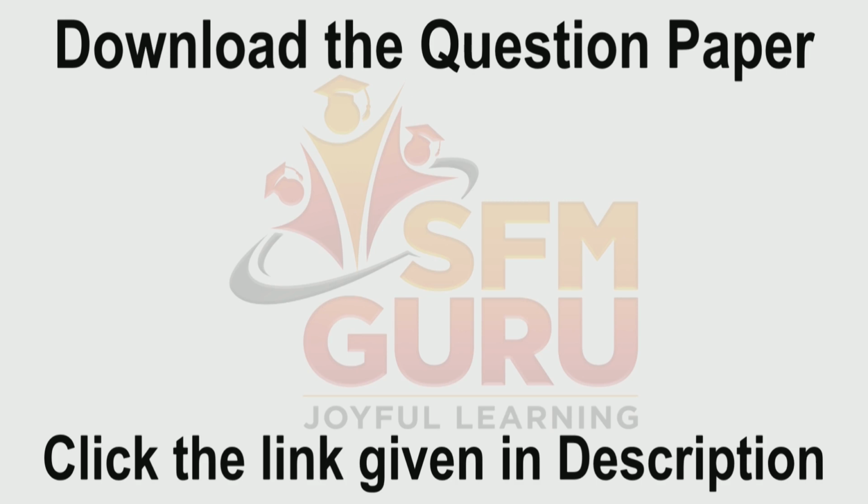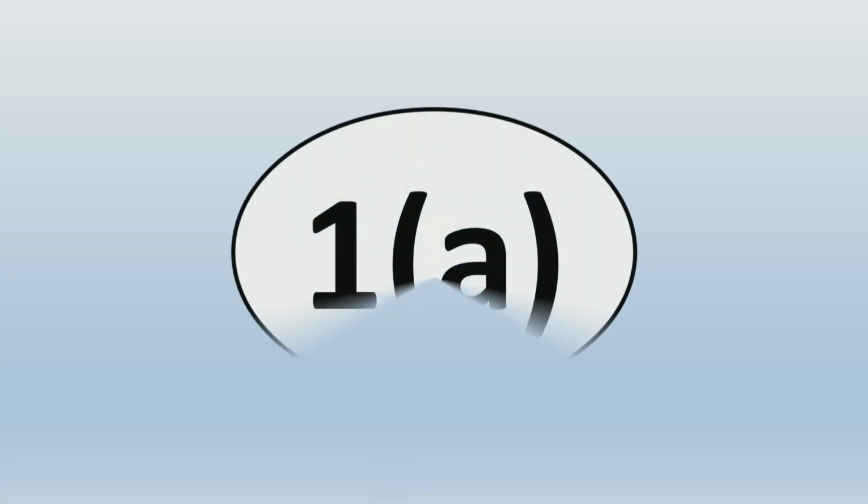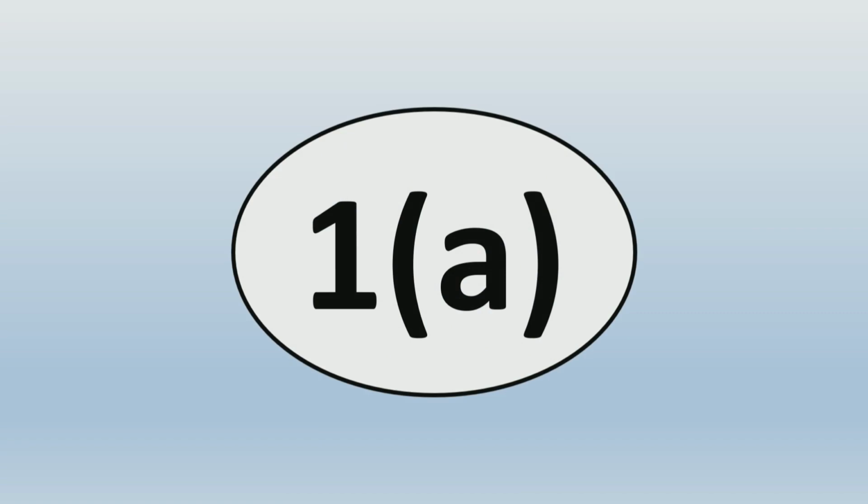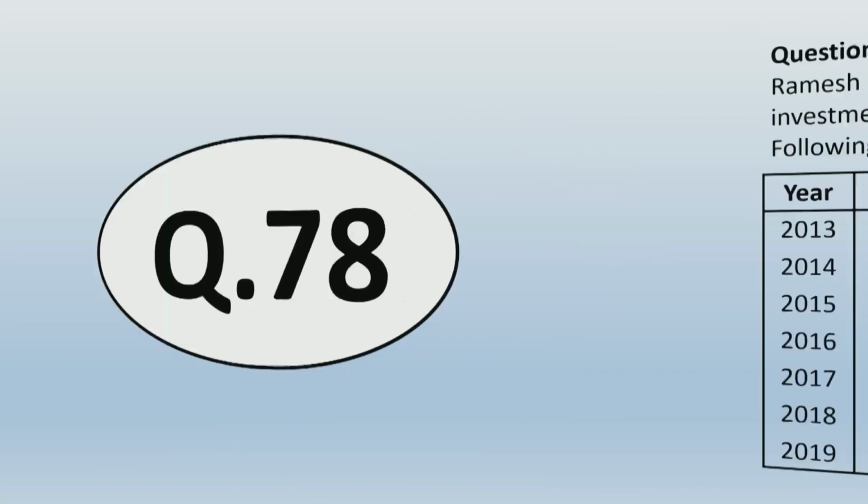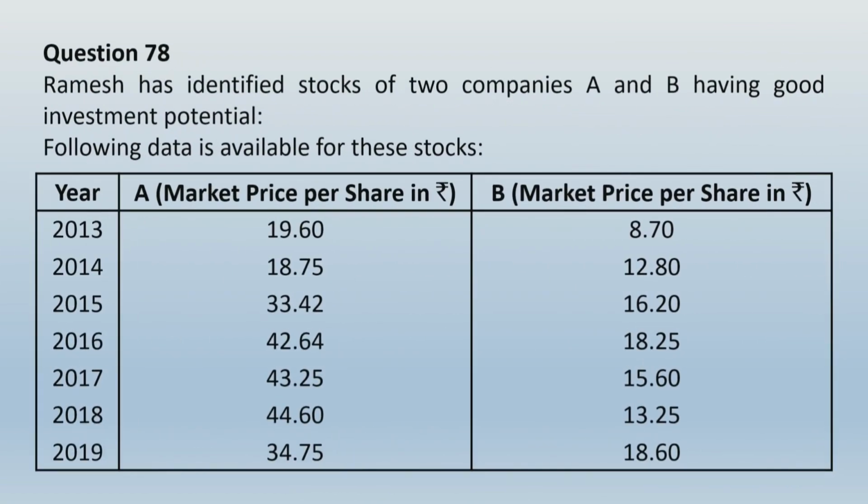So let us begin with our discussion over here, and we begin with the first question, that is titled question 1A. Now this particular question represents question number 78 picked up from your textbook from the topic risk, return and portfolio theory. Ramesh has identified stocks of two companies A and B having good investment potential. Following data is available for these stocks.